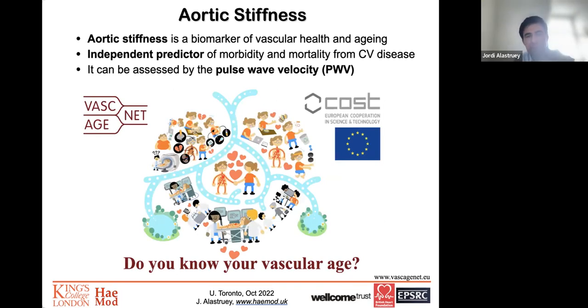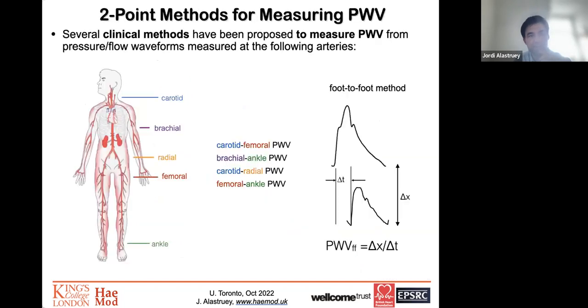Aortic stiffness cannot be directly measured in vivo, but we can use the velocity at which the pulse wave propagates in the aorta as a surrogate for aortic stiffness. Several methods have been proposed to measure pulse wave velocity from pressure or flow waveforms measured at two arterial sites, for example, the arterial sites shown in the sketch on the left.